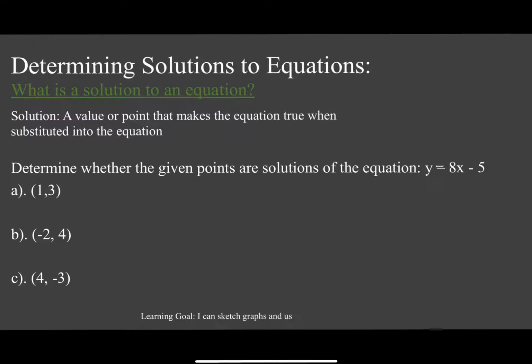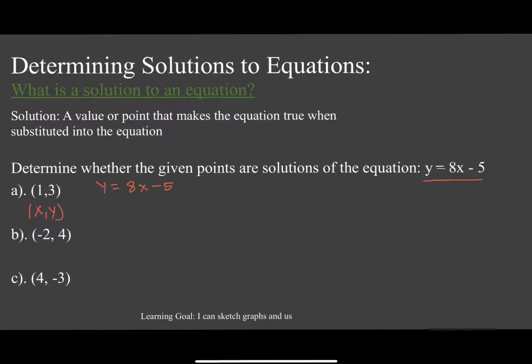So as you can see here, I'm giving you the equation y is equal to 8x minus 5. And for parts A, B, and C, what we have to do is plug in the given point to see if it produces a true statement. So let's go ahead and start with part A. Here I'm given the point 1, 3. And remember that when we have an ordered pair, the first number is always the x value and the second number is always the y value.